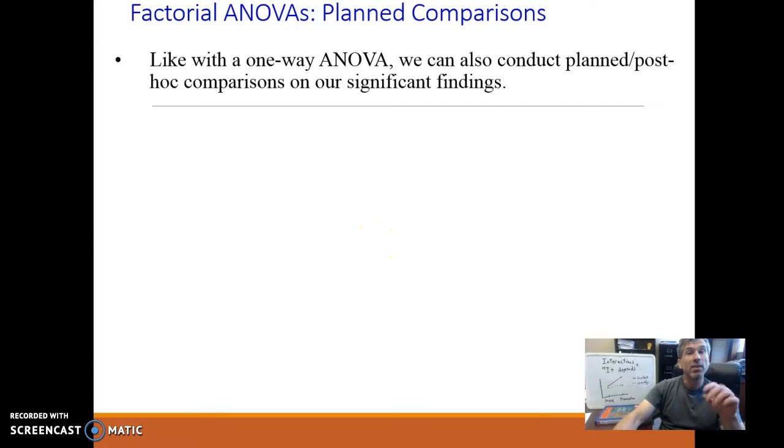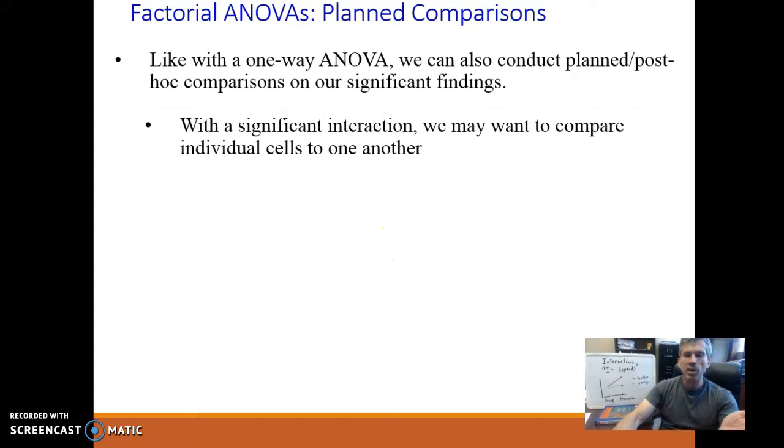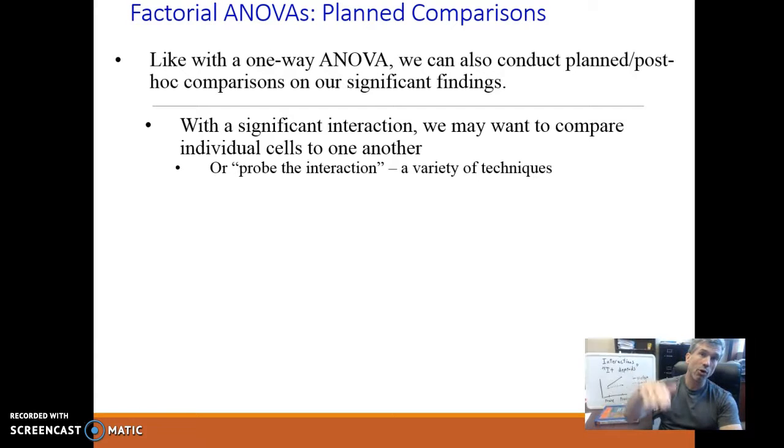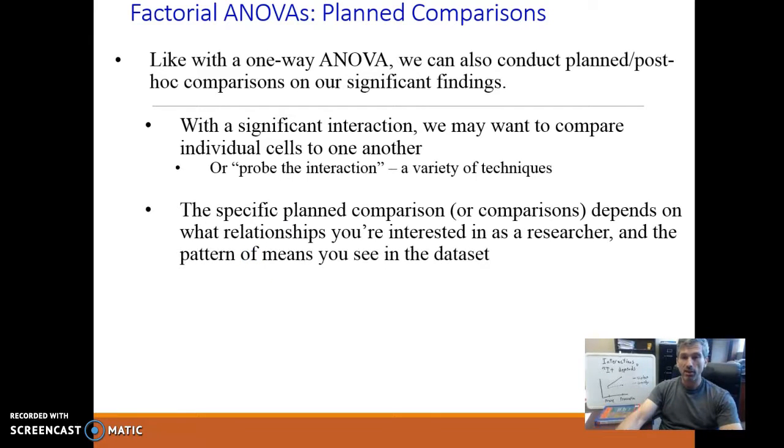So we generally plan these comparisons in advance, but some of the forms they can take, we're not going to get too far into the weeds in terms of calculation. But if you had a significant interaction, you might want to compare specific cells to one another to see the nature of that interaction. You also can do what's called probing the interaction, which basically involves testing how strong the interaction is at different places in the distribution. It gets beyond the scope of this class, but there's a variety of ways of doing that. And it involves looking at how the interaction changes at different score levels. So again, you're going to be following up on that interaction by making these comparisons.